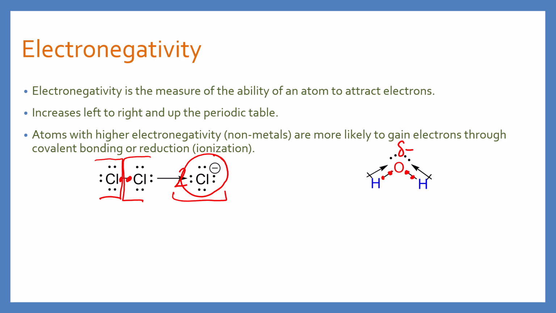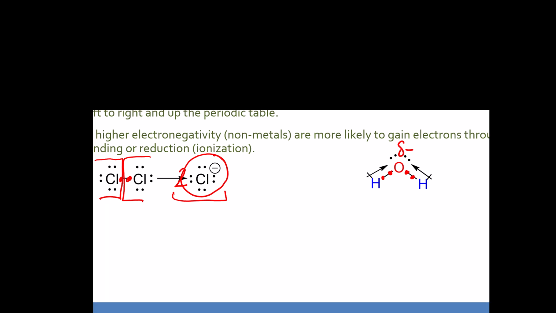Now notice that this is not a full negative charge. We're not assigning a formal charge of negative to the oxygen. We are saying that there is a partial negative because the electrons are spending more time on the oxygen than they are on the hydrogens. And similarly, the hydrogens have partial positive charges. So water is going to have this pretty intense dipole across it as a molecule.